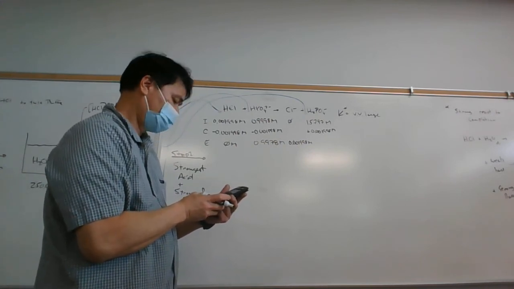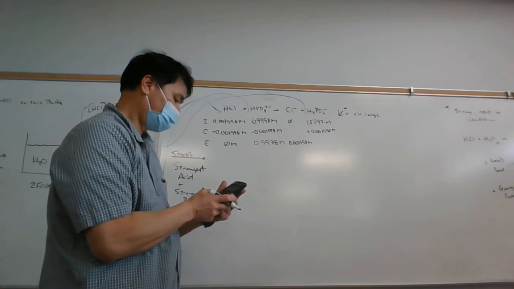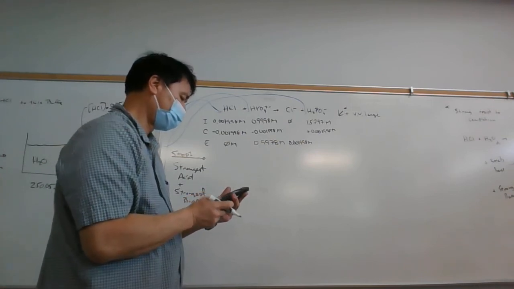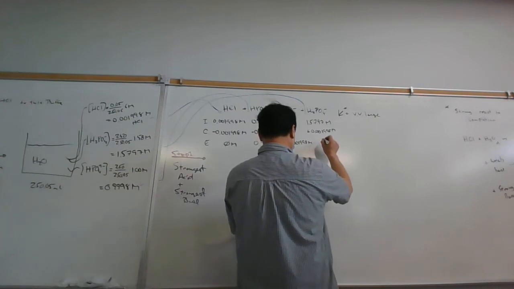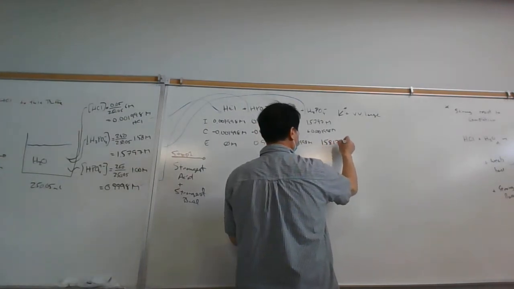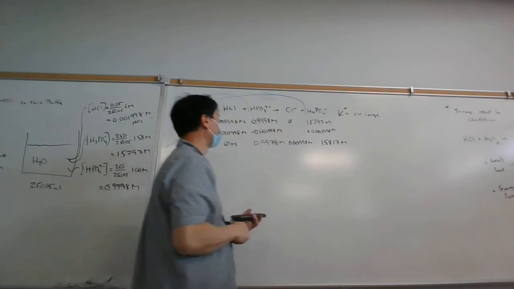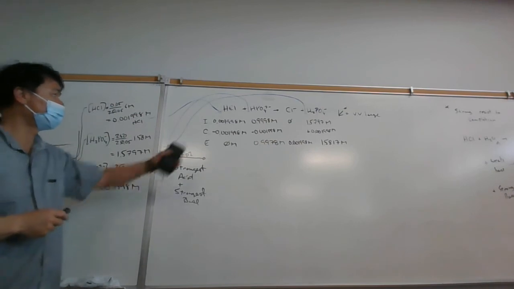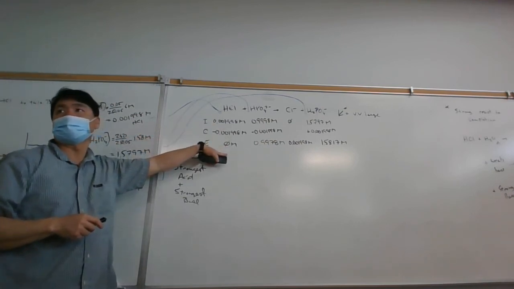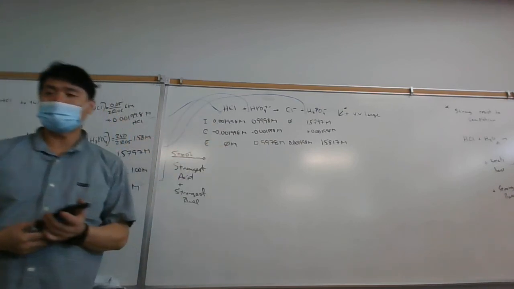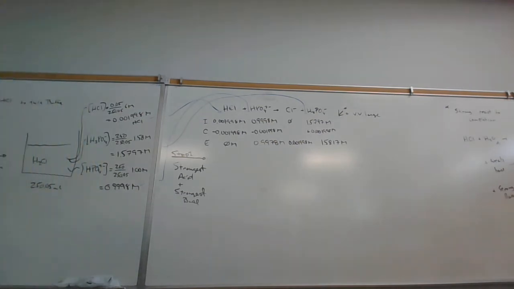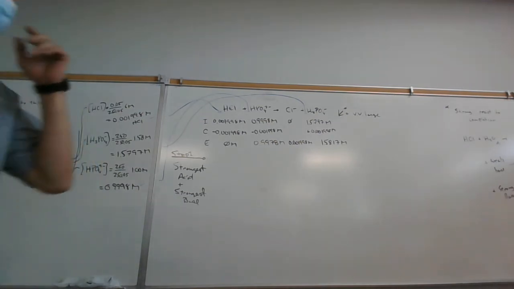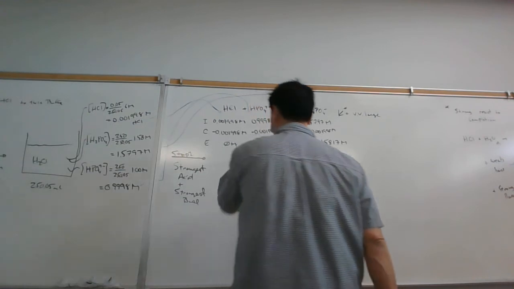plus 0.001998. And I'm going to get 1.5817 molar. And so essentially what happened was the buffer neutralized the added acid. And the result of that is the ratio changed. Did the ratio change a lot or not?